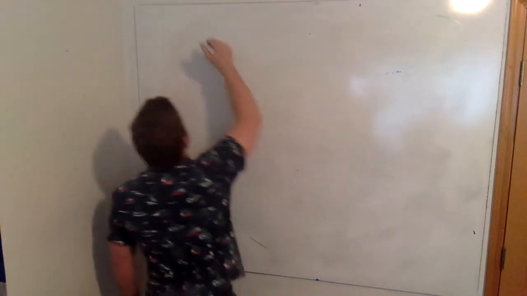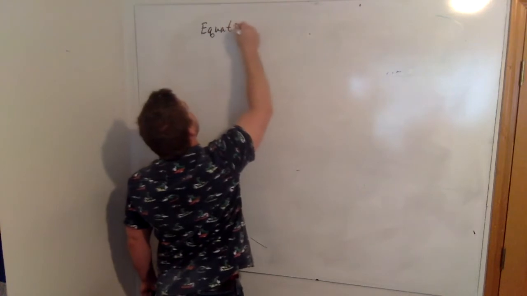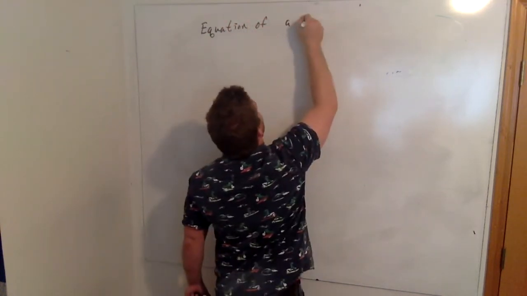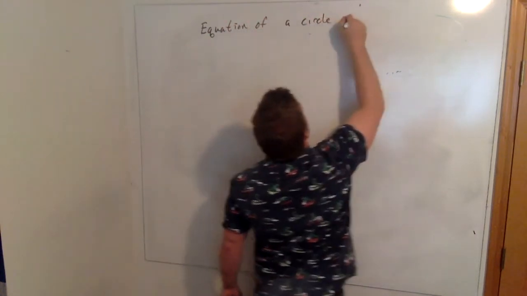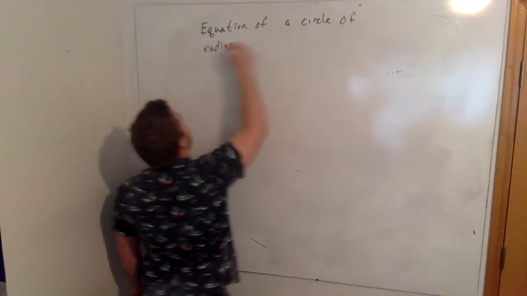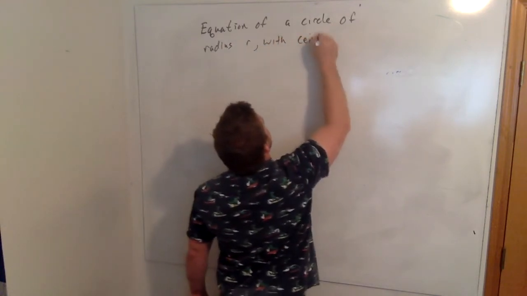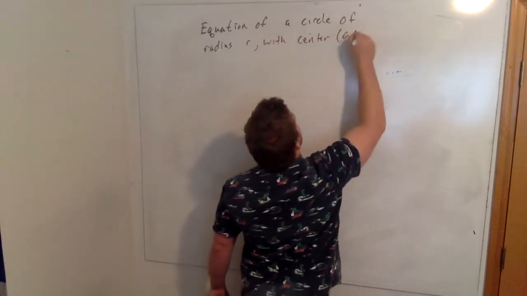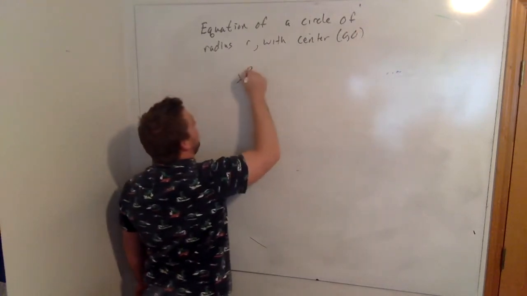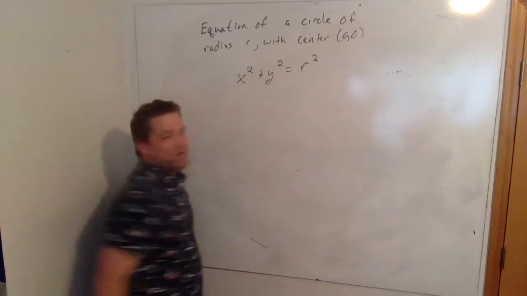So we have the equation of a circle of radius r with center 0, 0 is going to be x squared plus y squared is equal to r squared.